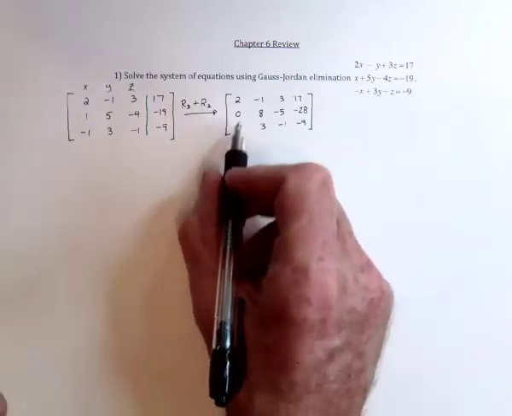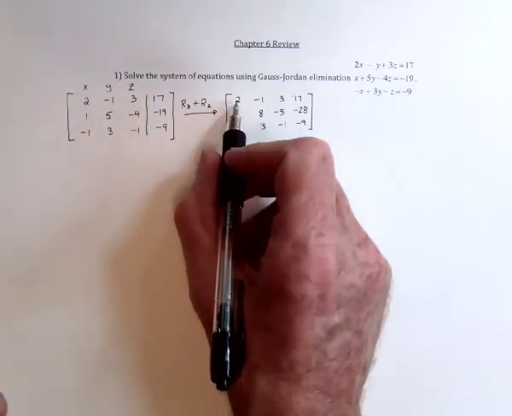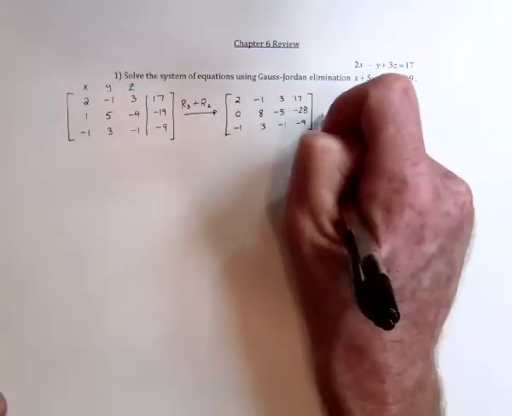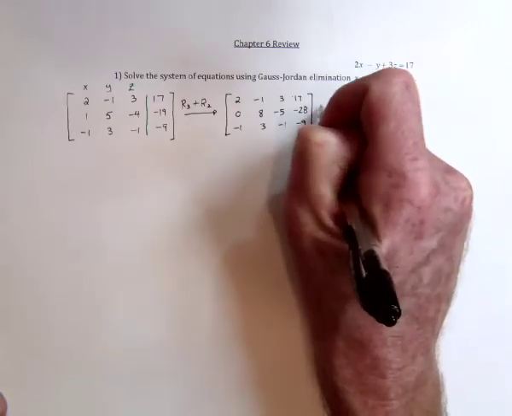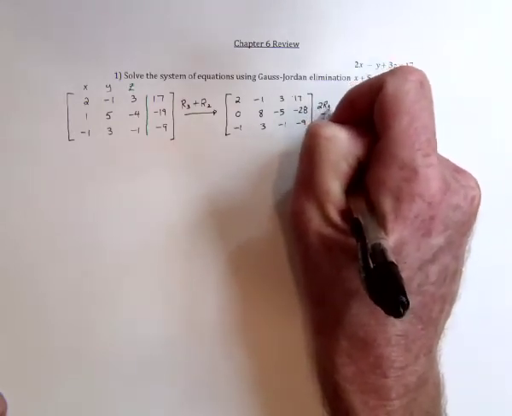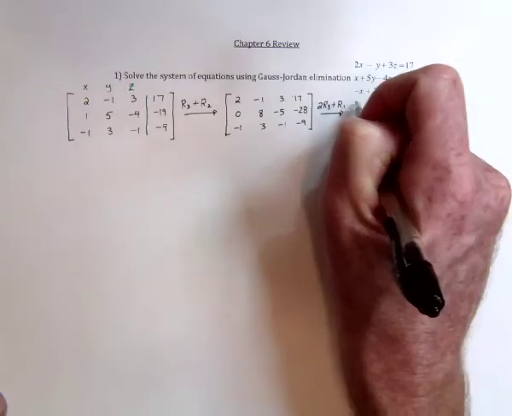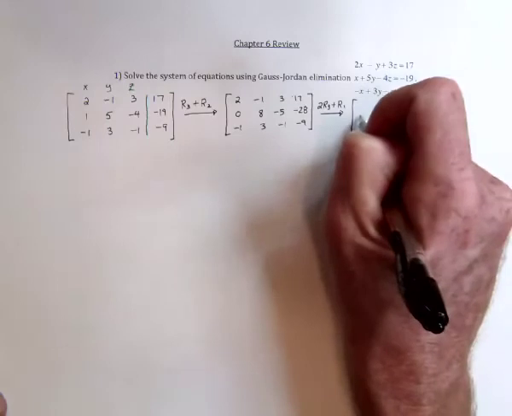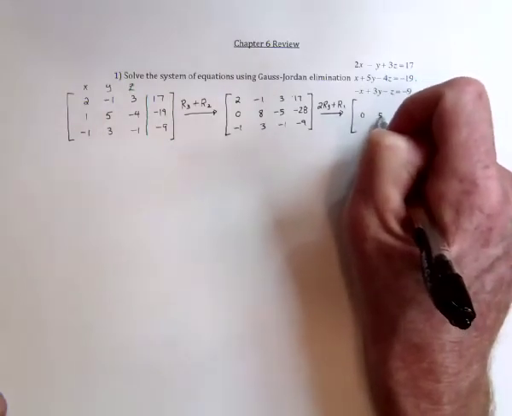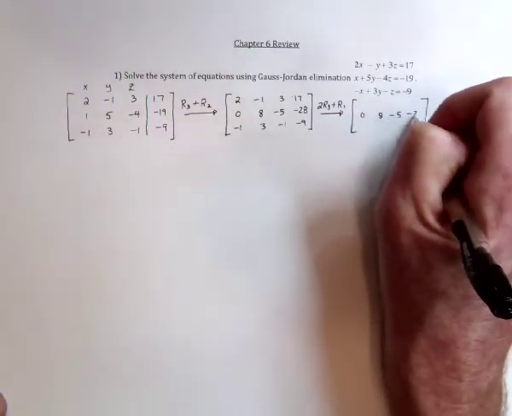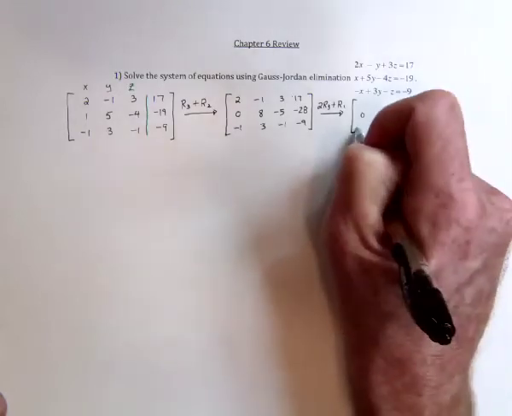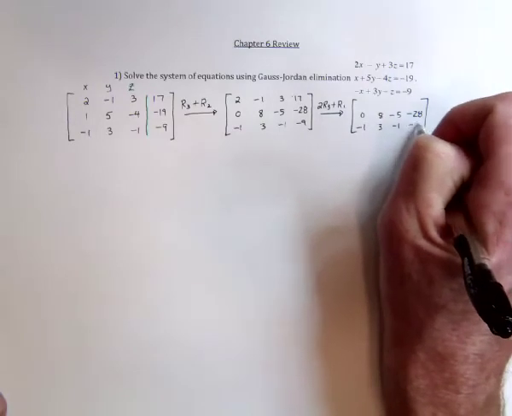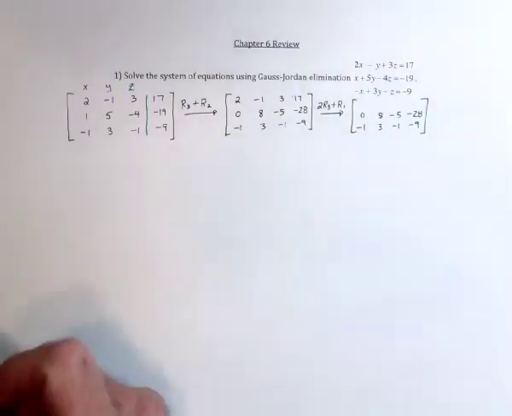Likewise, I can use the -1 to eliminate the 2 if I were to first multiply this by 2. So the next step is going to be take a 2 times row number 3 and add that onto row number 1. So the second row is going to stay the same. The third row stays the same. It's only the row that I'm adding onto that gets changed.